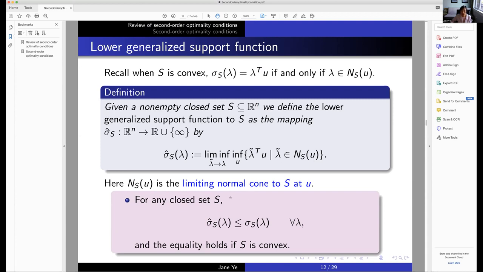Okay, so then we prove this relationship between the standard support function and the lower generalized support function. So you see this, you got a lot of infima here, right? First the infimum over U, then the lim inf. So this has to be less or equal, and when S is convex, then it's equal. So in general, the sigma hat is smaller than the support function.